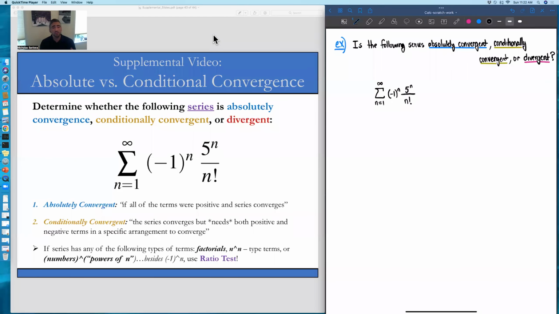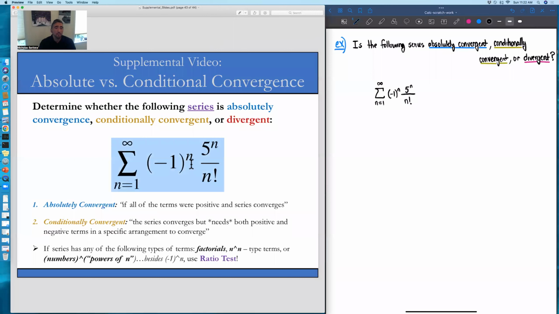In this example, we're going to try to show whether a series is absolutely convergent, conditionally convergent, or just flat out divergent. So the series we're going to look at is the series of (-1)^n times 5^n all over n factorial. Remember, with any of these absolute, conditional convergence, divergence problems, the first thing we really ask ourselves is, well, what test are we going to use here?